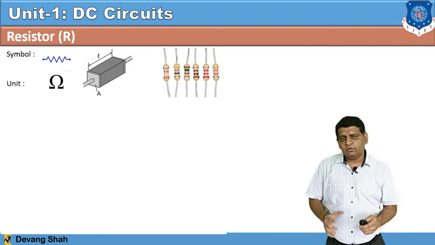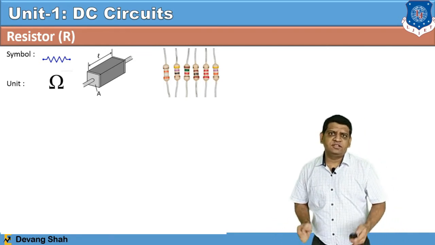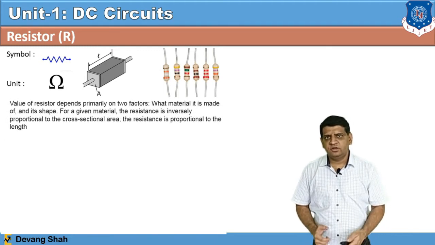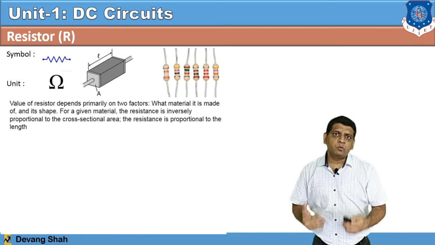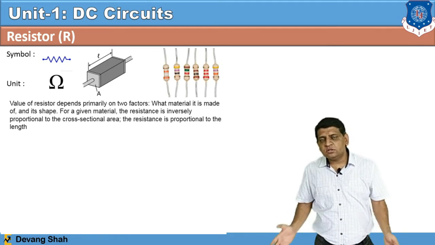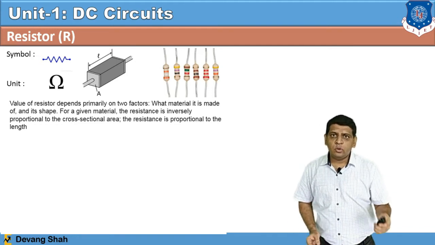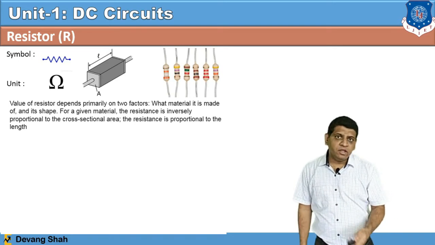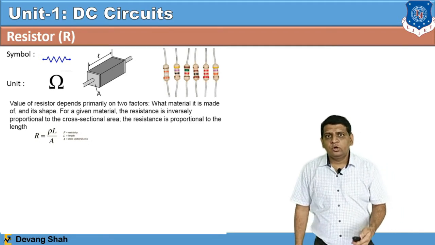So any object must have a value of resistance, and that depends on its material and shape. Here you can say the resistance is proportional to the length of this object, and inversely proportional to the area of this object. So ultimately R is proportional to L and R is inversely proportional to area. If you solve this, you will find R is equal to rho L by A.